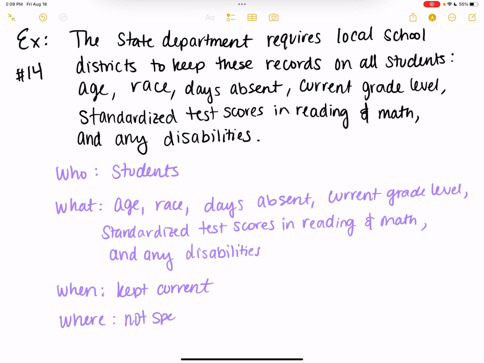So it didn't explicitly say it needs to be kept current, but you can infer that it needs to be current from current grade level, and from age and stuff like that. If they didn't say current grade level, would you say non-specific, or could you still infer? Probably infer. So if it said the State Department of Virginia requires school districts, I would put Virginia, because it's just not specific enough to say something specific for this one.